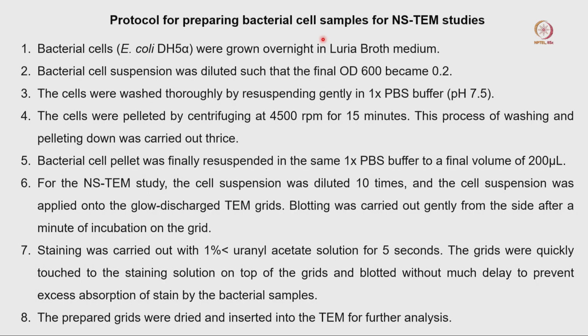Generally for a bacterial sample or cell sample, one thing we have to remember is that we don't need to go to very high magnification. Generally 6K to 20K magnification is good enough for a bacterial cell or any kind of mammalian cell. For the mammalian cell we have to go to very low magnification. So when we prepare the bacterial cell for negative staining, how can we do that?